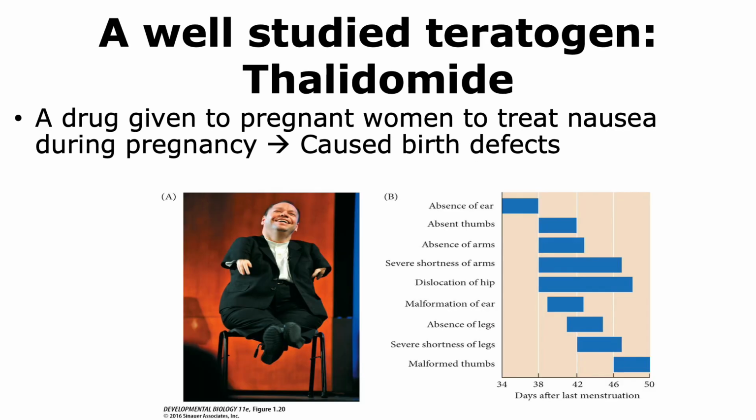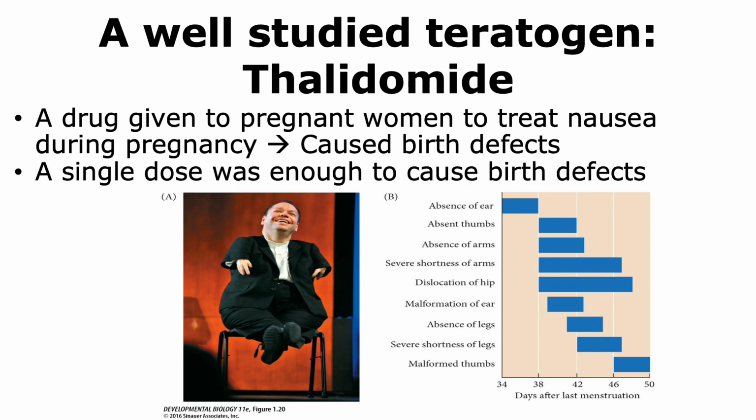One of the most well-studied teratogens is thalidomide. Thalidomide was a drug that was given to pregnant women to treat nausea that normally occurs during the initial stages of pregnancy. However, it was found that when women were given this specific drug, the drug actually caused birth defects. Scientists who started studying thalidomide found that a single dose of thalidomide was enough to cause birth defects.